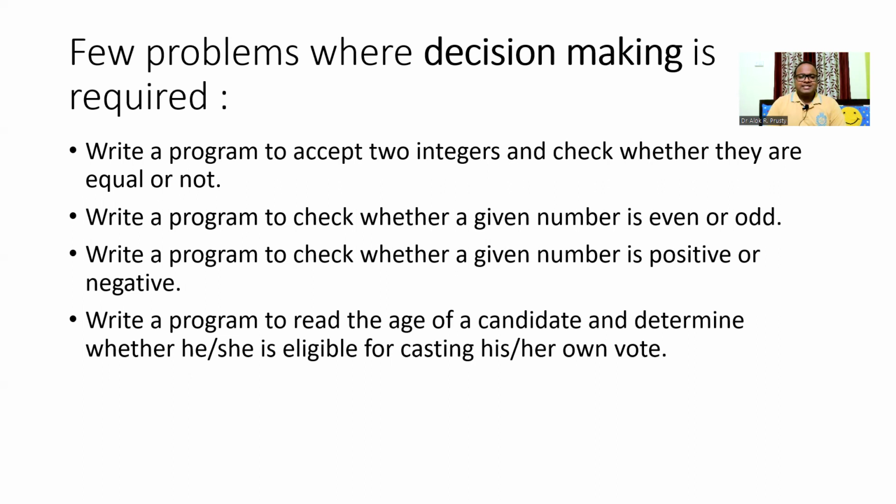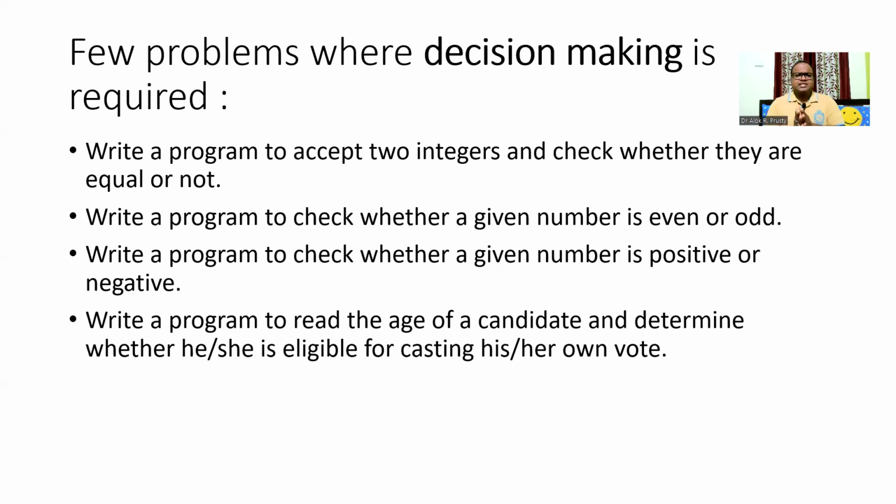Another example we can see here. Write a program to read the age of a candidate and determine whether he or she is eligible for casting his or her own vote. We know that the minimum age for casting the vote is 18. If the age entered by the user is 18 or above, then that particular person is eligible. If not, that means else, the particular person is not eligible. These are some of the problems where we think about decision making, or decision maker statement, or conditional statement in programming.